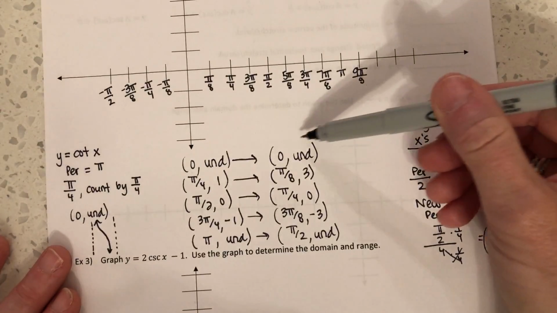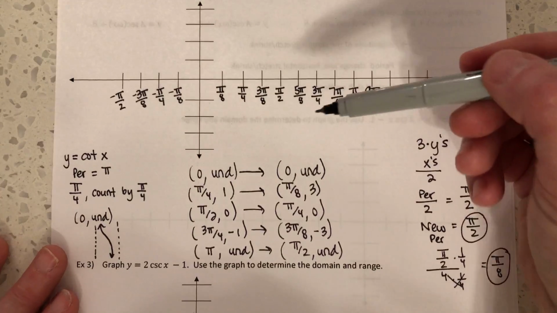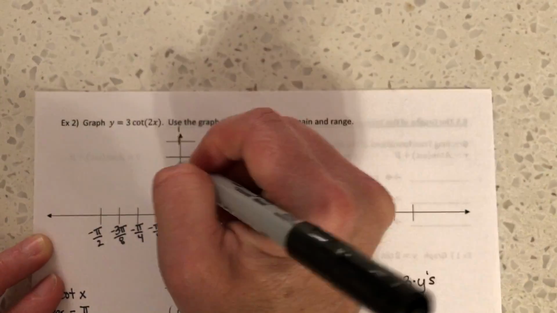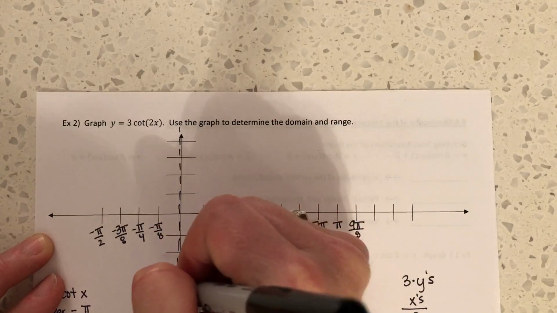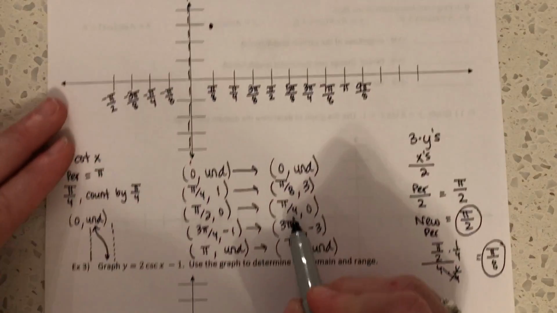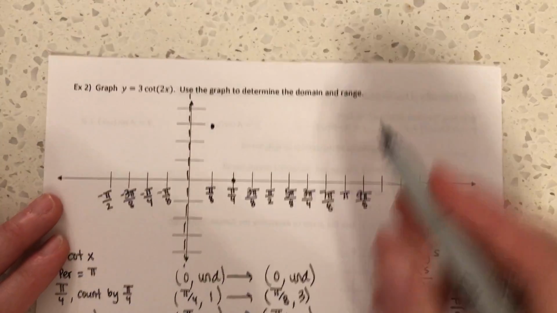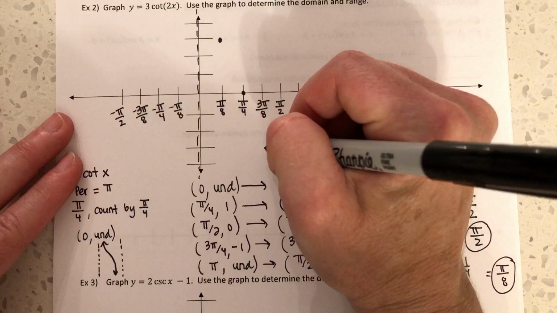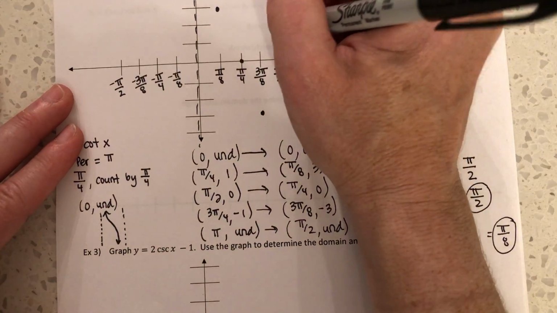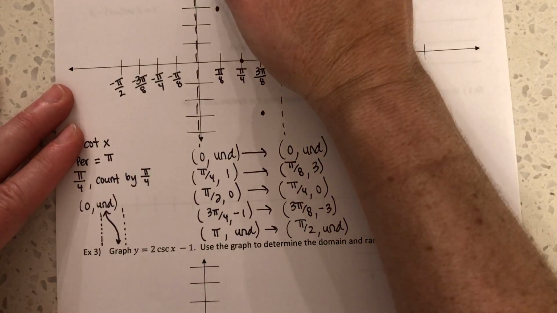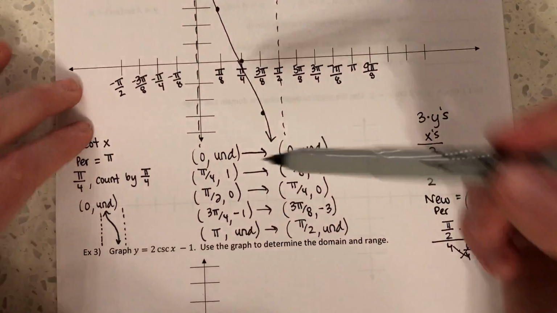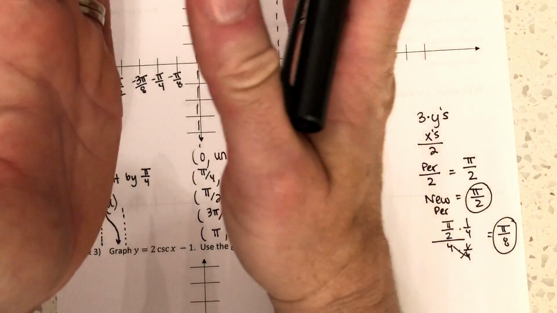And now these are the 5 main key points that live on your transformed cotangent graph. All right, so 0, undefined. All right, pi over 8, 3. Pi over 4, 0. 3 pi over 8, -3. Pi over 2 is undefined. And there's your new transformed cycle of the cotangent graph that has been vertically stretched and horizontally shrunk.